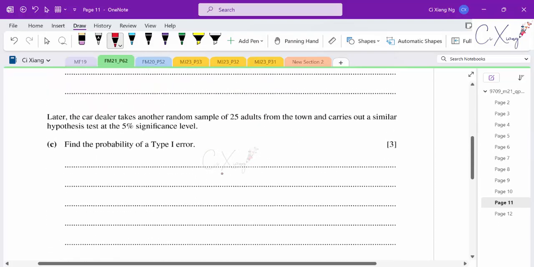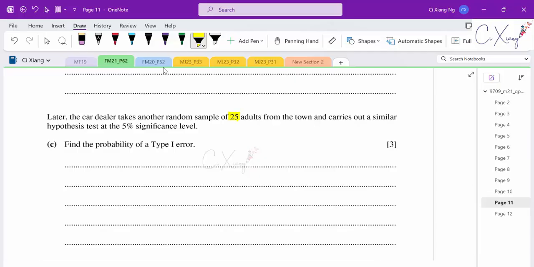Okay, so later the car dealer takes another random sample of 25 adults from the town and carries out a similar test. So we are having a similar test here at 5% significance level also. Now they want us to find the probability of a type 1 error. To calculate the probability of type 1 error, you need to know the definition first. So the definition for type 1 error is reject the null hypothesis when the null hypothesis is true.